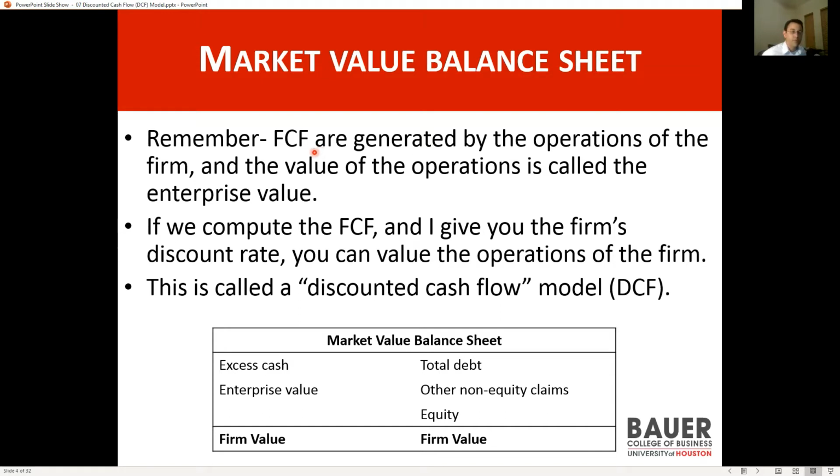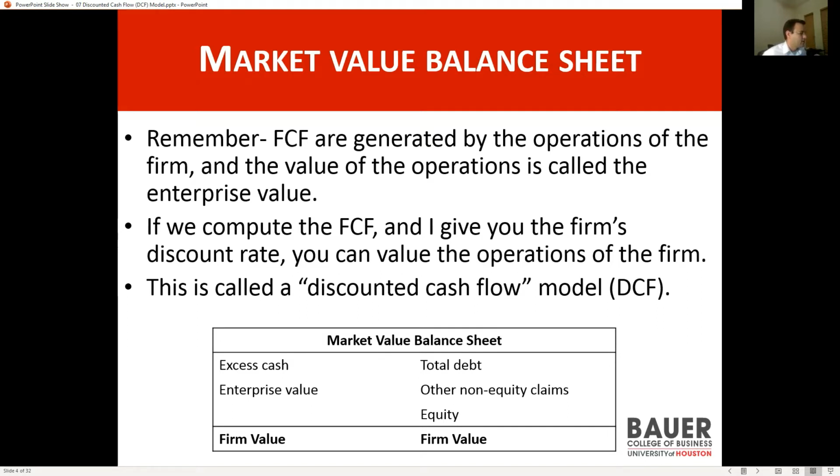When we value these things, we get the enterprise value. We define the enterprise value as the value of the operations. The free cash flows are generated by the operations. So the second bullet point is just putting those two ideas together. If we can compute the free cash flows and we can discount them, what's going to be the result of that? It's going to be the enterprise value of the company. That's the discounted cash flow method. That's what we're covering today.